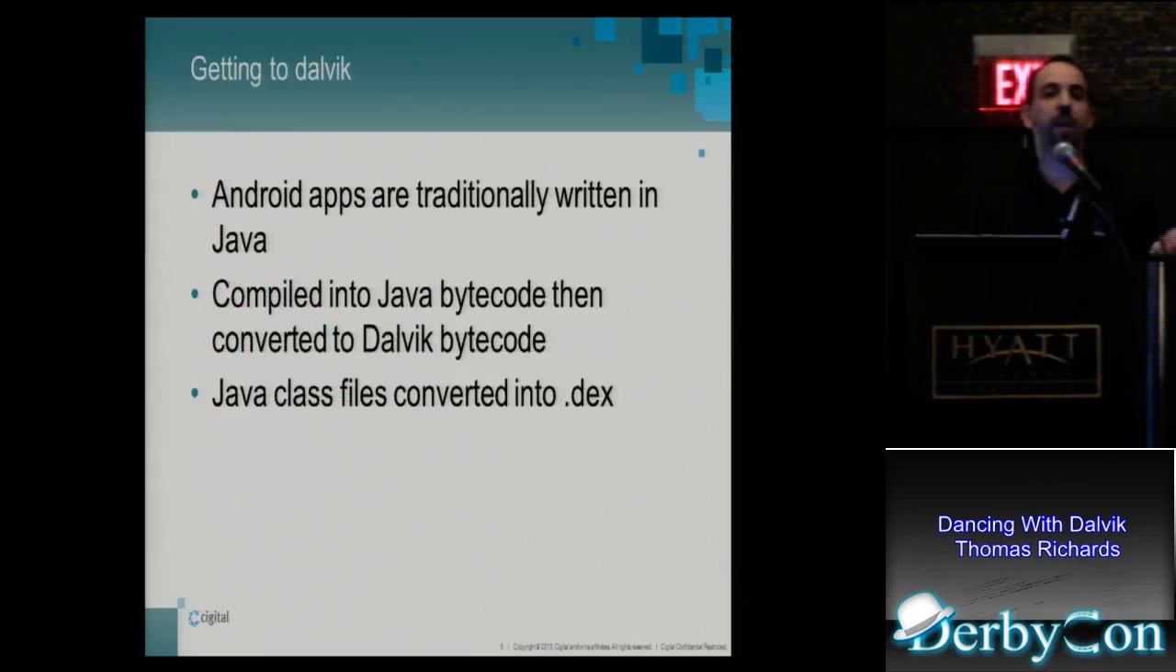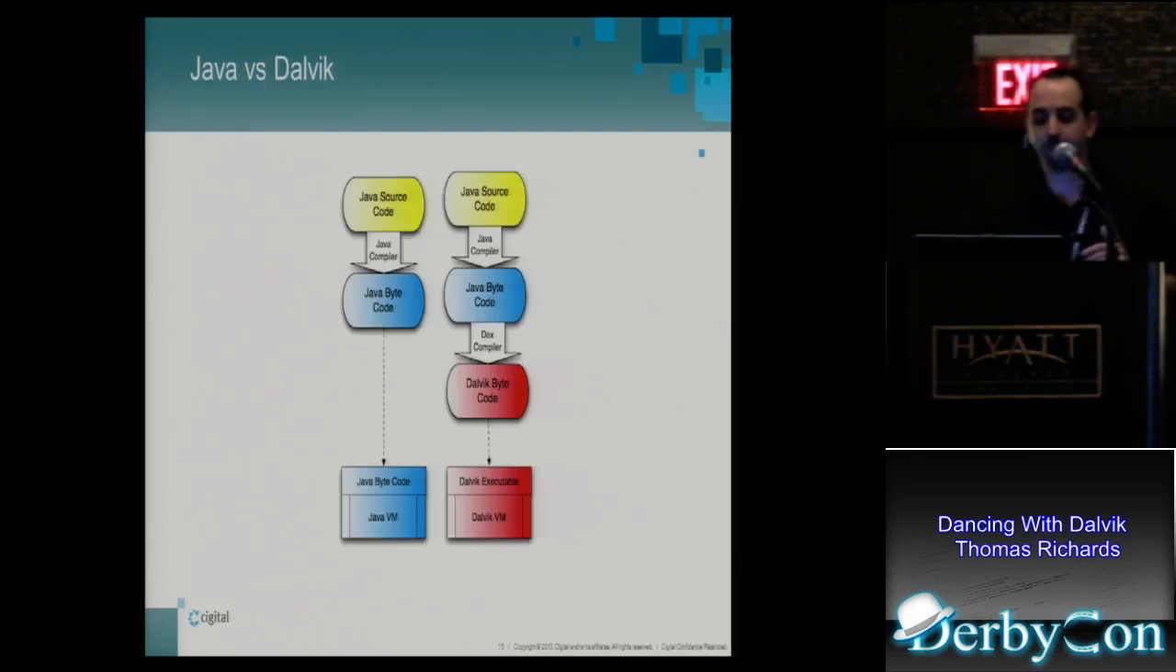Alright, so how do we get to Dalvik, right? Android apps are traditionally written in Java. They can be written in C, C++ as well. After you write the Java app, the compiler will compile the Java code, and then convert it into the Dalvik bytecode before it's packaged into the APK. And these are stored as .dex inside of an APK file.